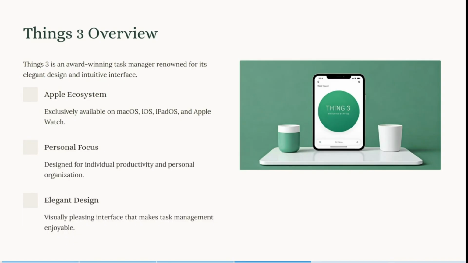So Things 3 is an award-winning task manager renowned for its elegant design and its intuitive interface. It is exclusively available on Mac OS, iOS, iPad OS, and Apple Watch. It's designed for individual productivity as well as personal organization. It's visually pleasing, and it really makes task management an enjoyable thing and not a duty.